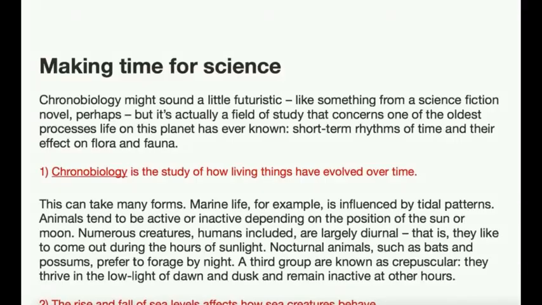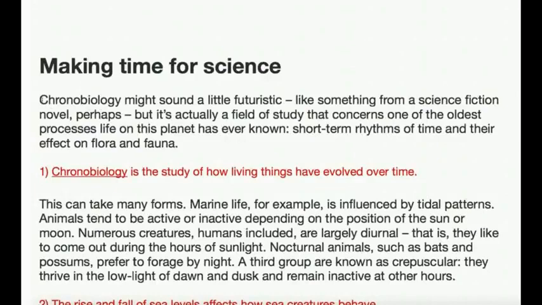Now the next thing we're going to look at is how to answer these IELTS reading true, false, not given questions. So we'll look at the first one. The first statement is: chronobiology is the study of how living things have evolved over time. And we've worked out that the answer is in this paragraph. Now what you need to do, you scanned the paragraph to find the information quickly, but now you need to read very carefully to try and find out if the information is true, false or not given.